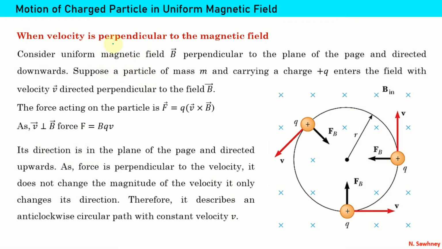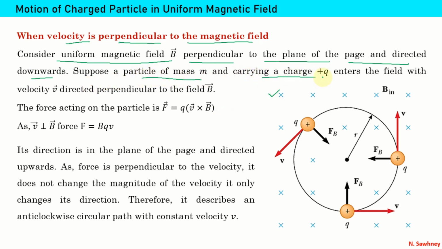The velocity is perpendicular to the magnetic field. That is, the charged particle is entering perpendicular to the magnetic field. For this, we have considered a uniform magnetic field B, which is perpendicular to the plane of the page and is directed downwards as shown by the cross symbols. The particle is of mass m and it is carrying a charge of plus q with velocity v, which is perpendicular to the magnetic field B.